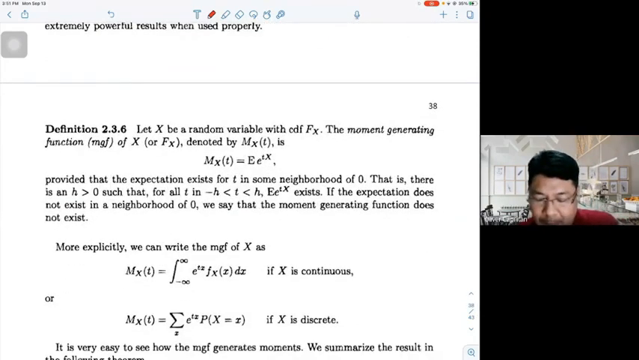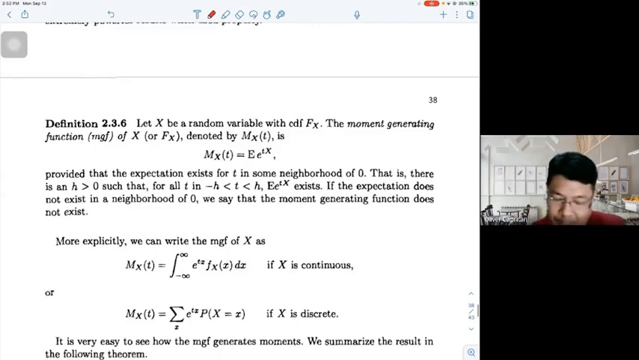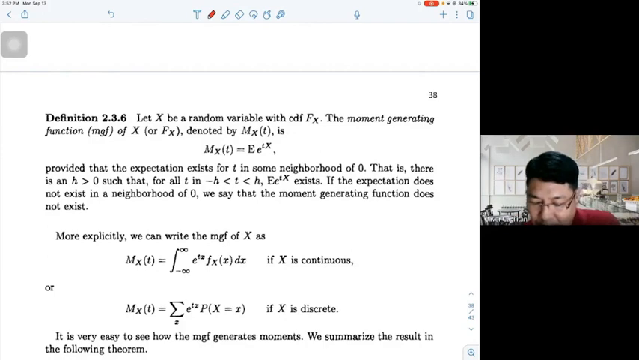Let X be a random variable with the CDF big F. The moment generating function, MGF of X, or the moment generating function of the distribution of X, denoted by M sub big X evaluated at t, will be equal to the expectation of e to the tX, provided that the expectation exists for t in some neighborhood of 0. Medyo mathematical itong some neighborhood.